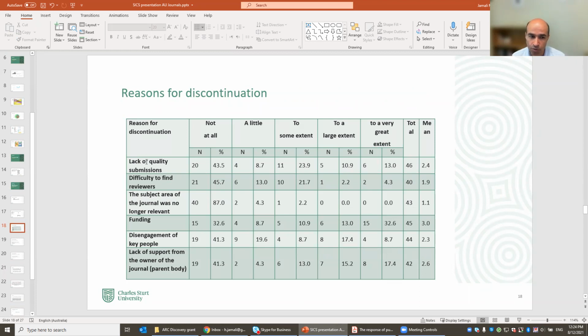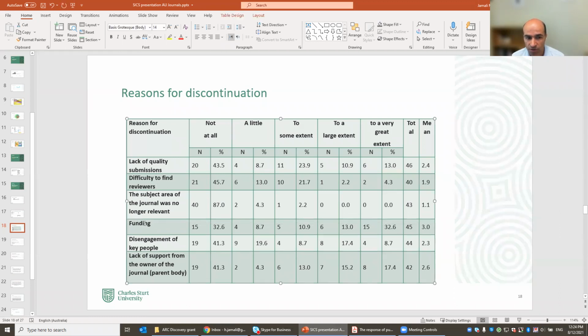We asked them what contributed to the discontinuation decision. We put forward a few reasons, but there were options also for them to add anything else. One was lack of quality submission, difficulty to find reviewers, and so on. The most important one was funding. As you can see, this was a Likert scale question from not at all to a great extent. With 40-something% of them saying to a large extent or to a very great extent, this was the reason why we couldn't continue the journal.